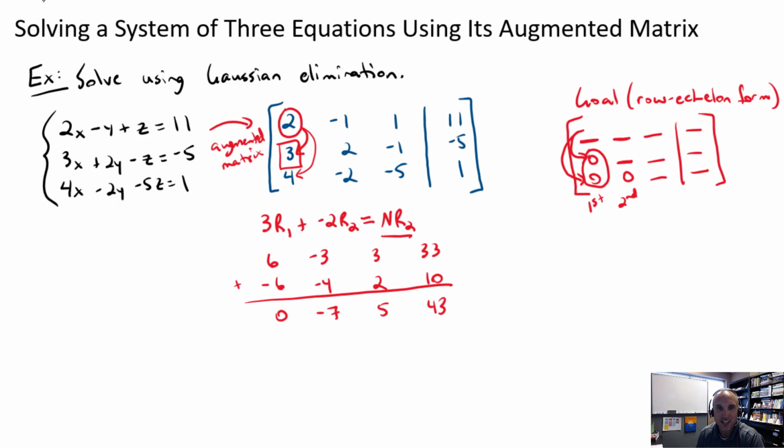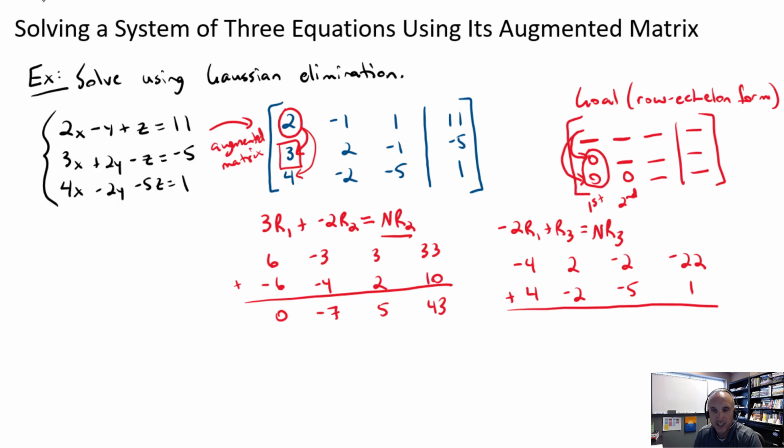So this time I want to turn my +2 into a -4, because the -4 will add together with my +4 to be 0. So I'll take -2 times row 1, and I'll add it to my row 3 to give me a new row 3. So -2 times my row 1 entries is -4, +2, -2, -22, and row 3 is 4, -2, -5, 1.